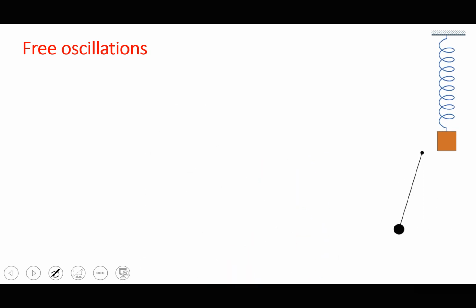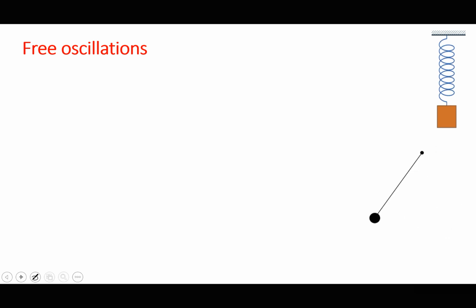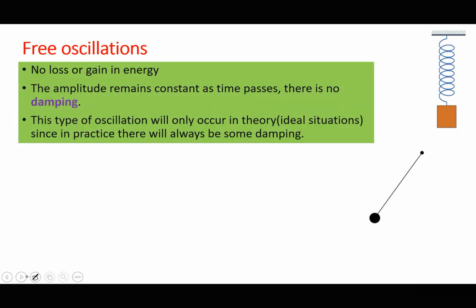So let's talk about free oscillations. The animations on this slide indicate free oscillations because they will not stop. The oscillations are occurring indefinitely. The amplitude of oscillations remains the same simply because there is no loss or gain in energy. So what is very important for us to note with free oscillations is that there is no loss or gain in energy.